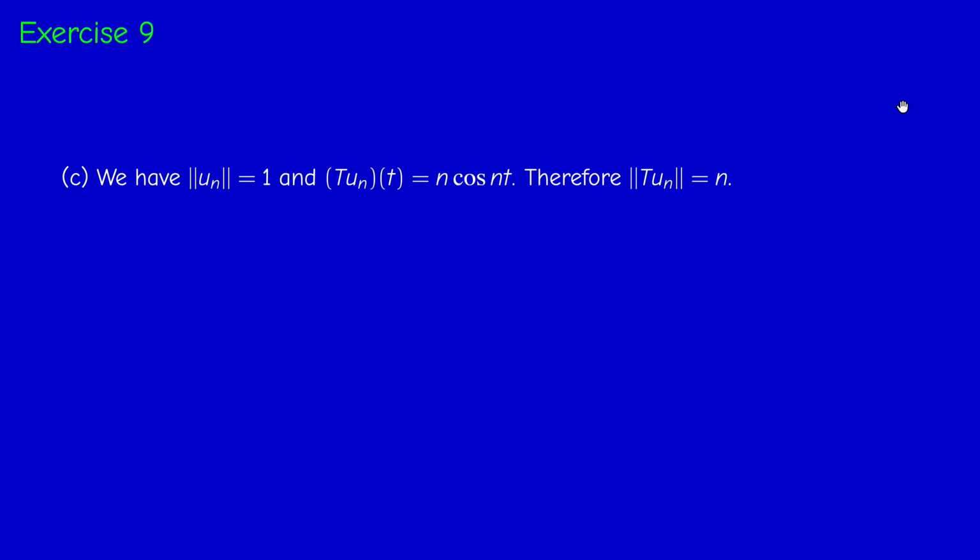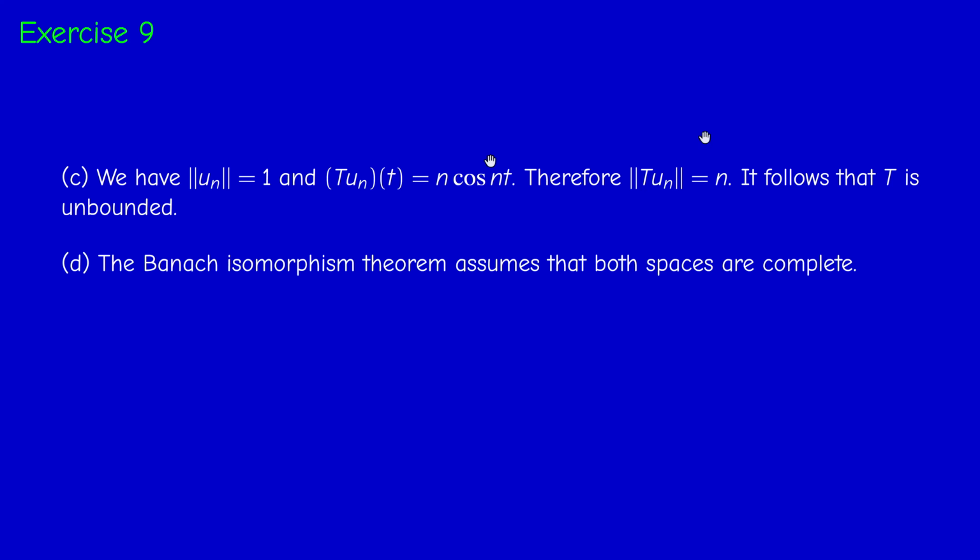We know there's an equivalence between saying that an operator is bounded or continuous and that it maps bounded sets into bounded sets. Here we map a bounded set into an unbounded set. Now, this does not contradict the Banach isomorphism theorem, because the assumption of the theorem is that both spaces are complete. E is complete, but F is not complete. Why is F not complete?